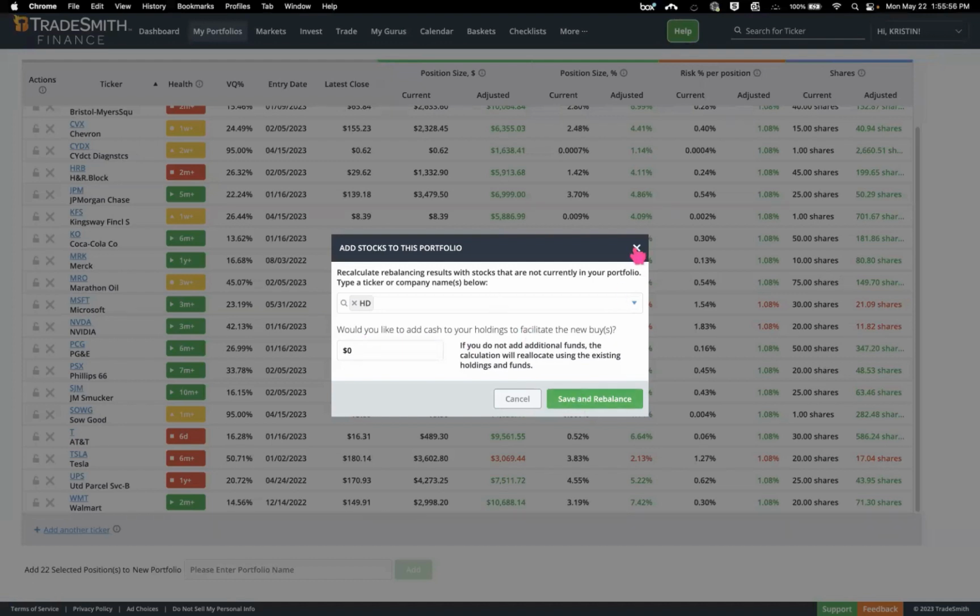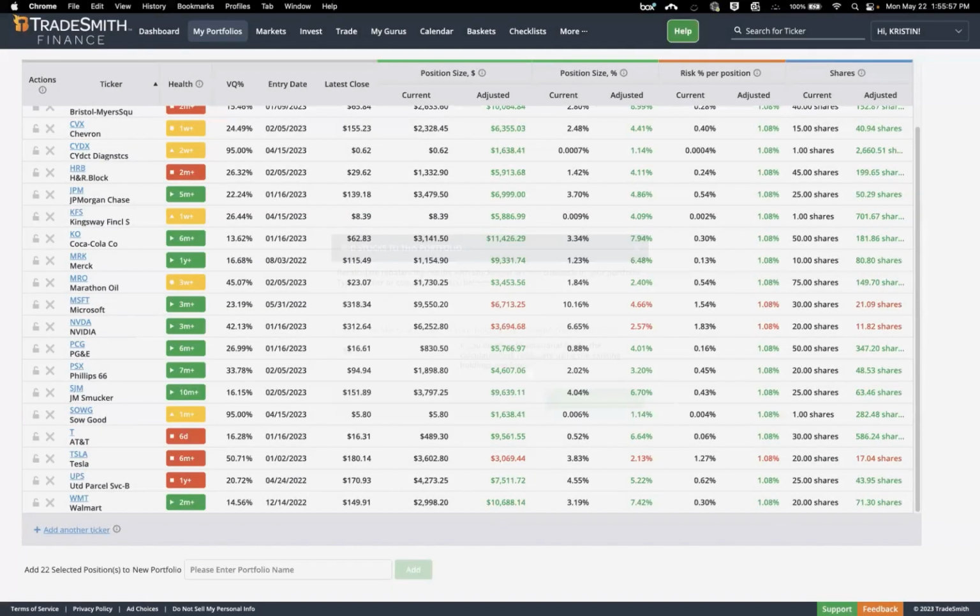So I'm not going to do that, but I just want to show you, you are able to add a new stock if you say you researched it and you're definitely planning to buy it. Definitely add that in, or you can buy it first and come back and use the risk rebalancer tool. It's all up to you. We give you many options. All right.